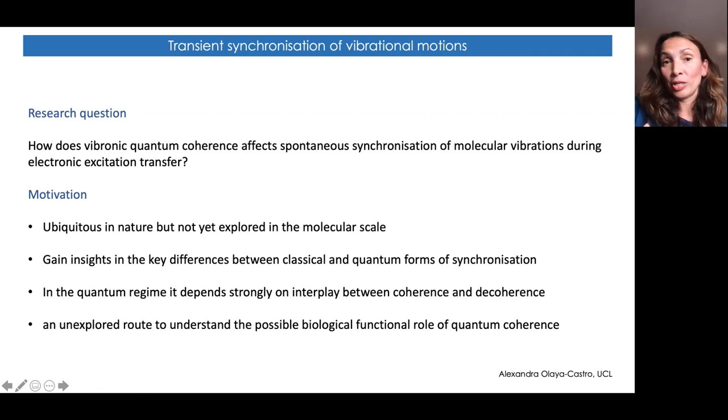Our interest in synchronization is because synchronization is widely expressed in nature, and it is also of interest in other aspects of physics research. So we saw in synchronization a niche for understanding not just what might be going on across different scales in nature, now at the molecular scale, but also a bridge with other aspects being investigated in quantum technologies.